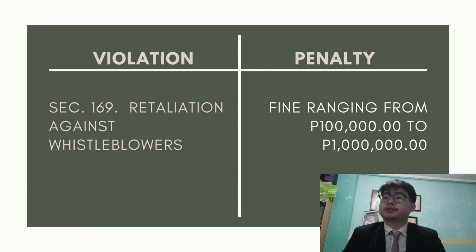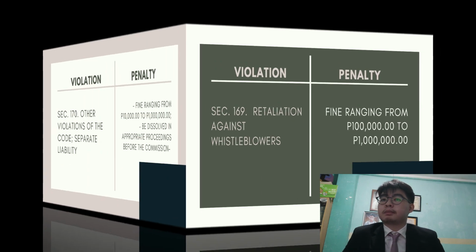So, any person who knowingly and with intent to retaliate commits acts detrimental to a whistleblower, such as interfering with the lawful employment or livelihood of the whistleblower, shall, at the discretion of the court, be punished with a fine ranging from 100,000 pesos to 1 million pesos.